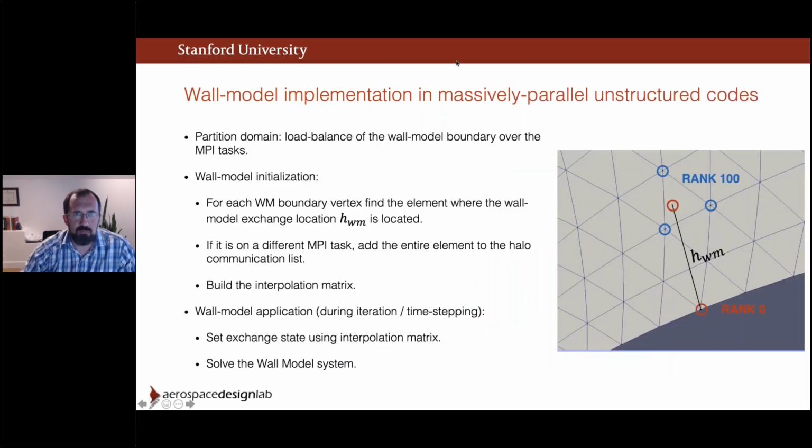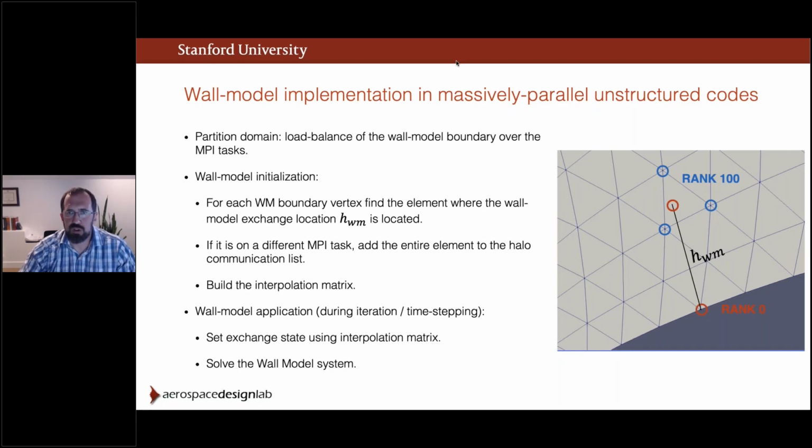Let's see. One of the most significant parts of the wall model implementation in SU2 takes place during the initialization. When using wall models for LES, the user specifies a per boundary marker exchange location. This is a dimensional distance away from the wall boundary at which information should be taken from the LES and fed to the wall model.